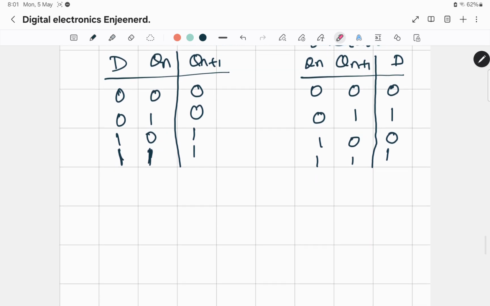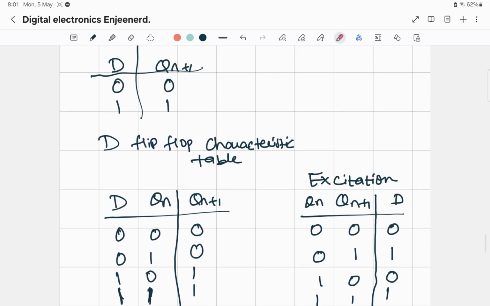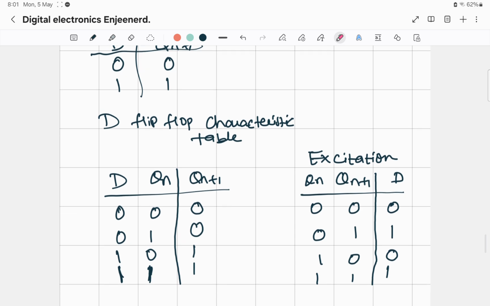So we have completed all the 4 flip-flops. I hope you understood how to find out the excitation table. I'll stop the video here.